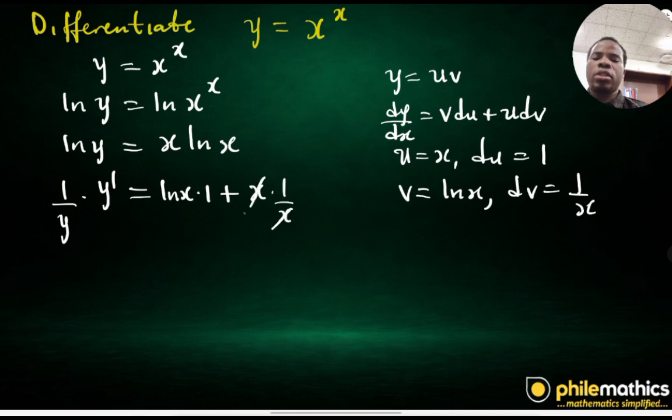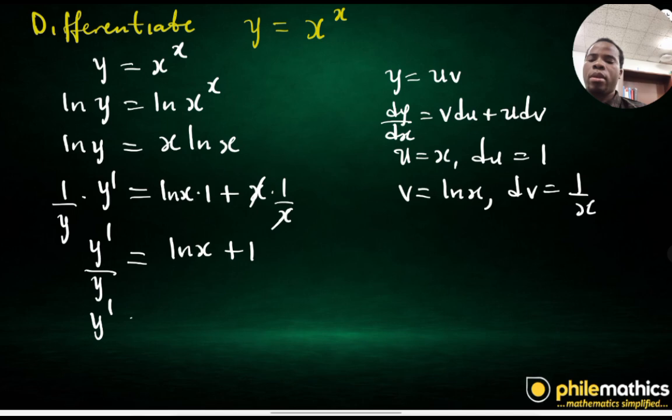So this can cancel this. So we have y prime over y equals log x plus 1. But our y is x to the power x. So y prime will be, multiplying both sides by y, x to the power x times log of x plus 1. These are our final results.